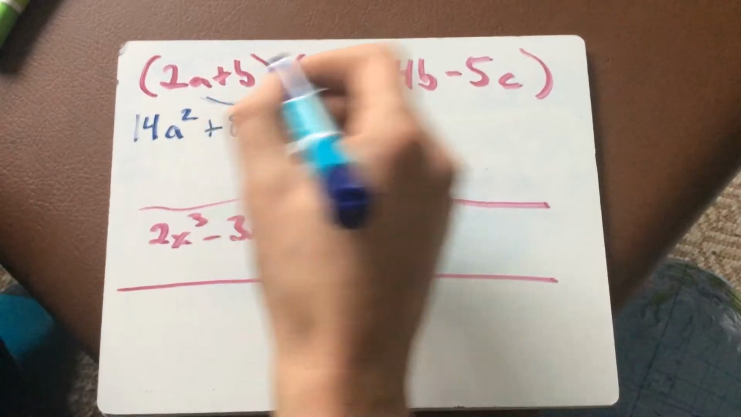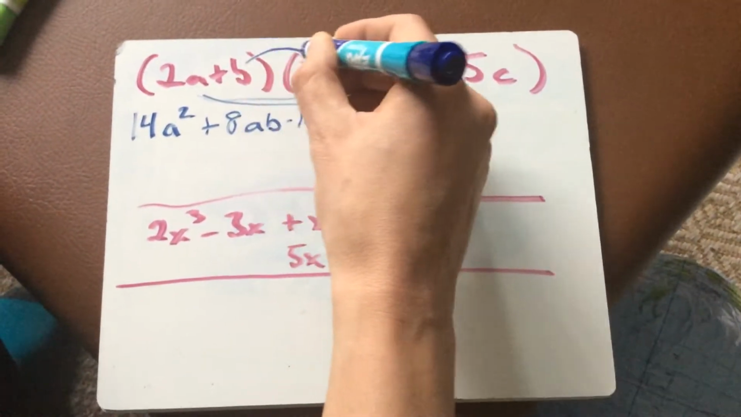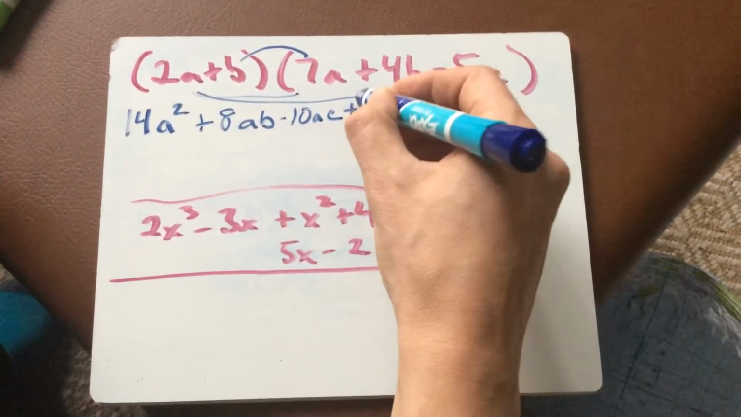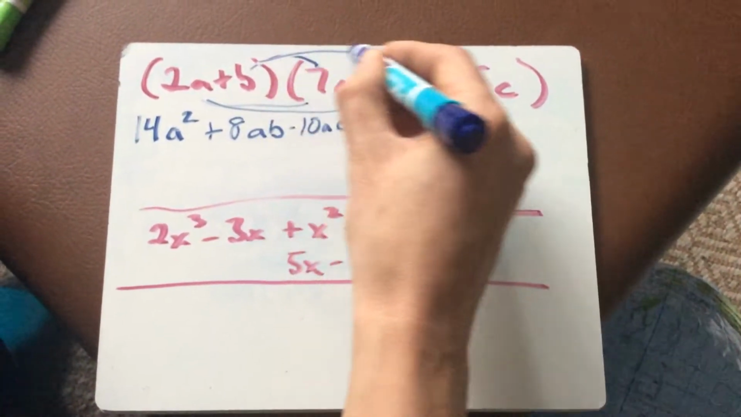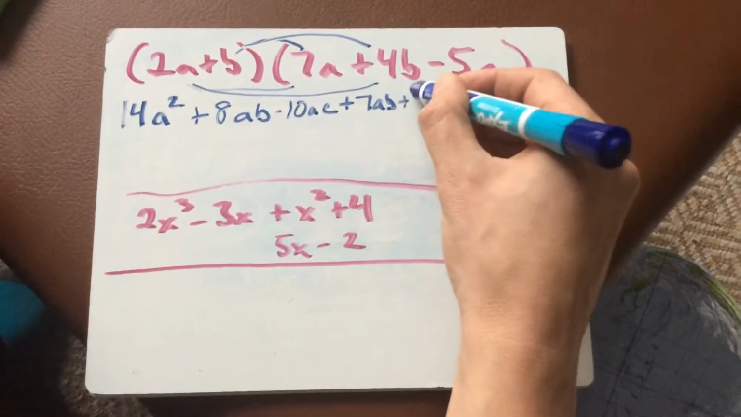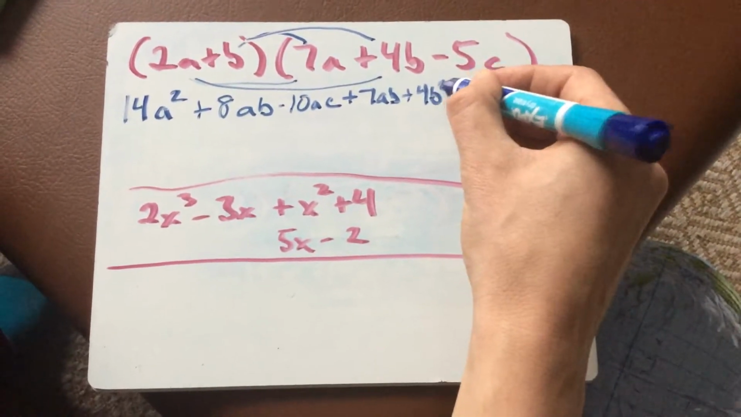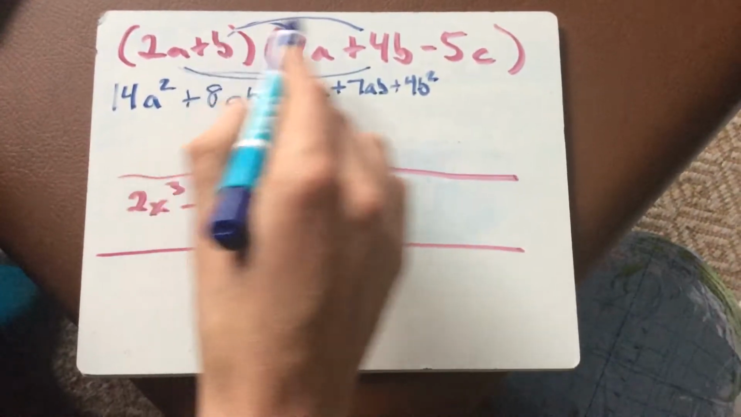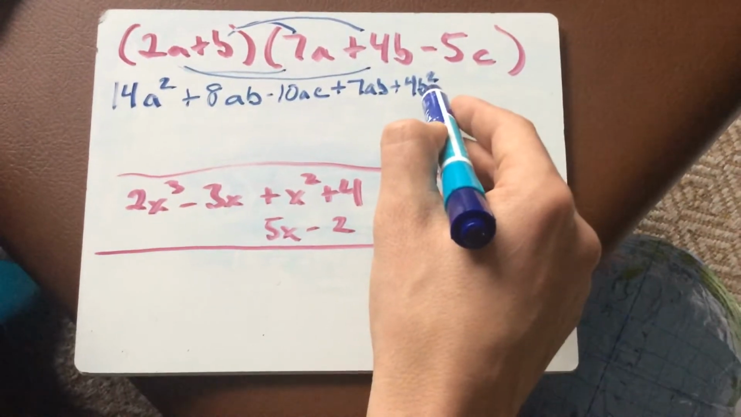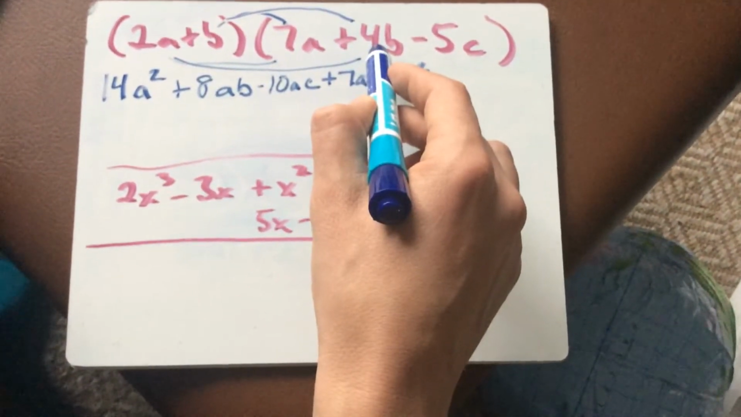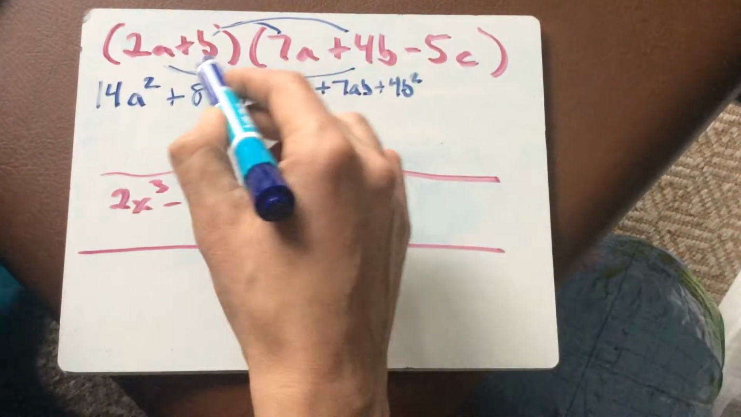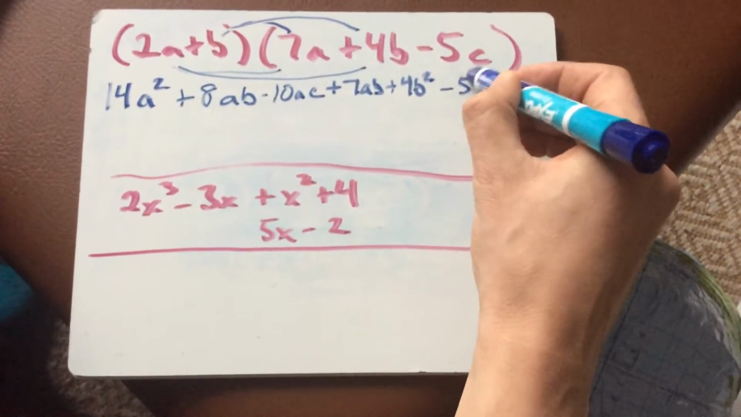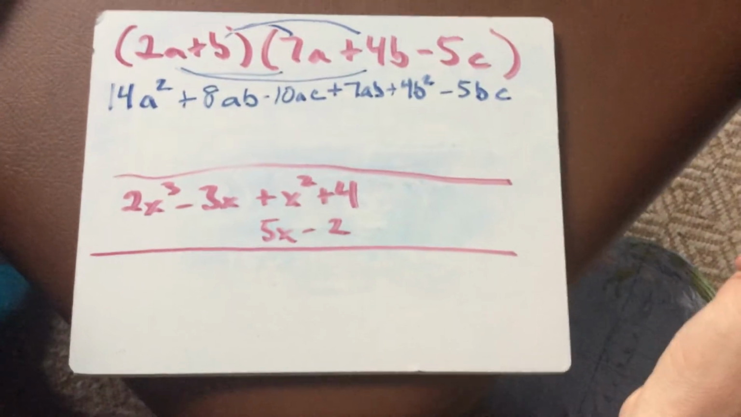Next, I'm going to multiply my b times all three terms. So b times 7a is 7ab. b times 4b is 4b squared. Again, remember, b times b is b squared. Remember, I'm multiplying this, not adding. So b times b is b squared, 4b squared. b times negative 5c is negative 5bc.